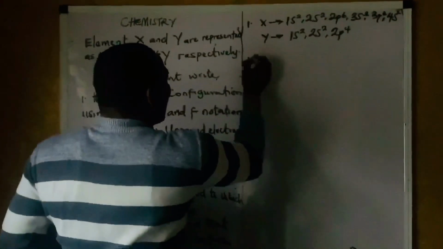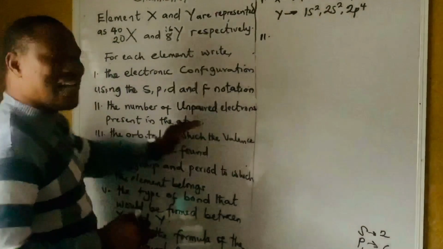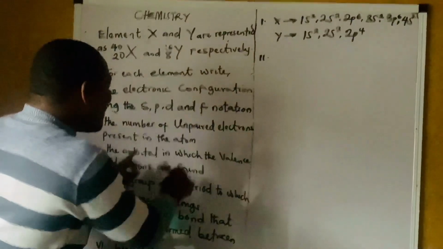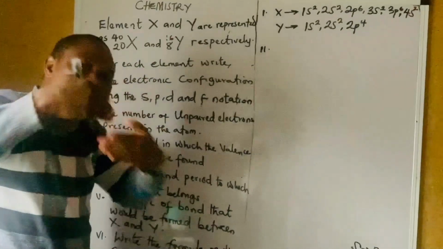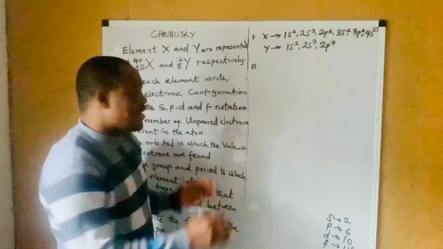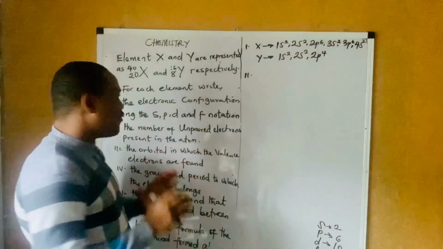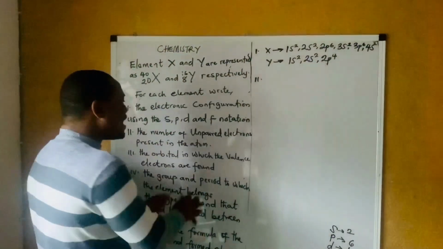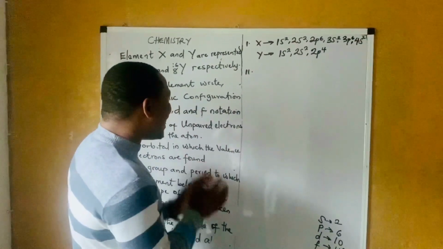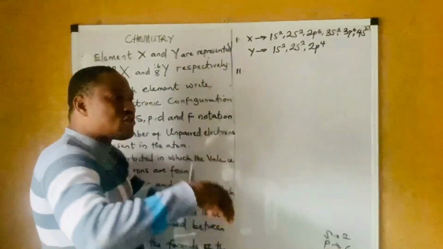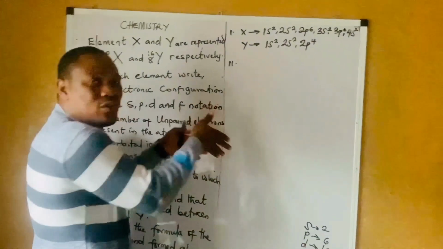So number 2 now, they ask the number of unpaired electrons present in the atom. They did not ask you to draw the orbital. They ask a specific question, the number of unpaired electrons. So you can draw it the way you want to draw it, just provide them with the number of unpaired electrons. And how do you get that? Very simple, very, very simple. So how do you get the number of unpaired electrons? They did not ask you to draw any orbital. As I said earlier, you can just draw it somewhere. It's not part of what they will give you marks for.